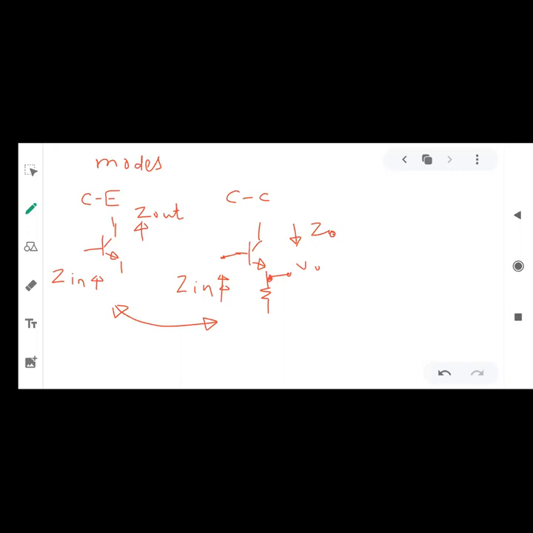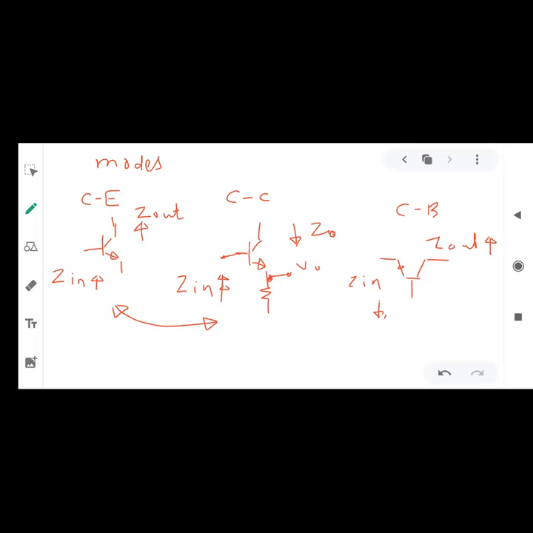Okay. So another is what? Common base. If you are going to use your transistor as a current source, then in that case this common base can be used. Okay, and the property of the common base is that input impedance is very low and output impedance is very large. So here, Z out is very large and Z in is very small. Since the Z out is very, very large, this kind of source can be used as a current source. It means if you are using a common base configuration, then the transistor can be used as a source of current.